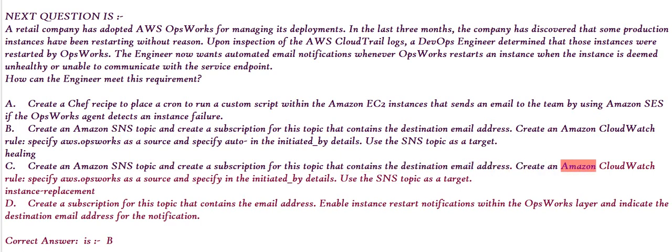C. Create an Amazon SNS topic and create a subscription for this topic that contains the destination email address. Create an Amazon CloudWatch rule. Specify AWS OpsWorks as a source and specify in the initiated_by details. Use the SNS topic as a target. Instance replacement. D. Create a subscription for this topic that contains the email address. Enable instance restart notifications within the OpsWorks layer and indicate the destination email address for the notification.